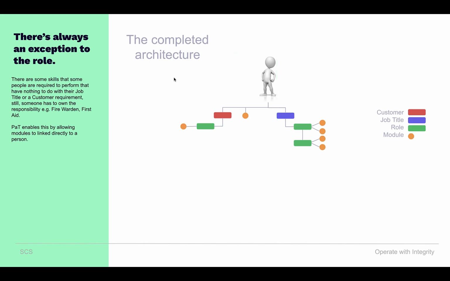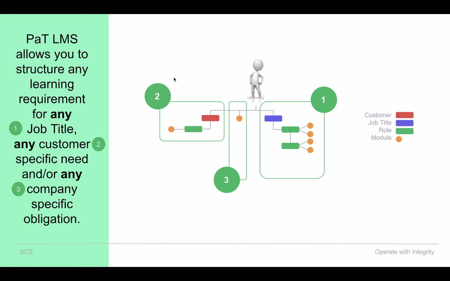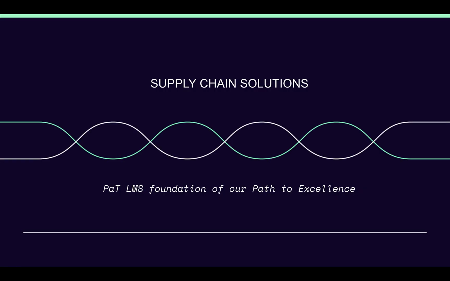Okay, so that's pretty much the architecture. So let's summarize this, shall we? The PAT LMS allows you to structure any learning requirement for any job title, that's section 1 here, any customer-specific need, that's section 2, or any company-specific obligation. So you can structure any IP requirement required in the business and for customers through the PAT LMS structure now that you understand the architecture.